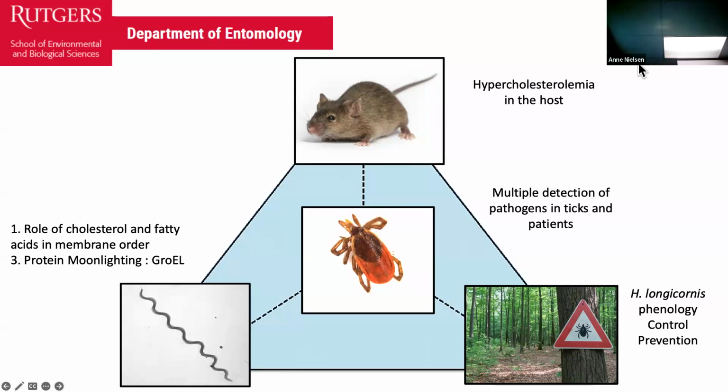For example, in terms of Borrelia burgdorferi, we are interested in studying the role of cholesterol and fatty acids in membrane order. We are also interested in studying certain proteins, particularly those involved in moonlighting. And this is quite interesting because we know very little about moonlighting proteins. These are proteins that are found in atypical subcellular localizations. And one example of them is GroEL, that an undergrad student did a project on in my lab and actually ended up publishing on this.